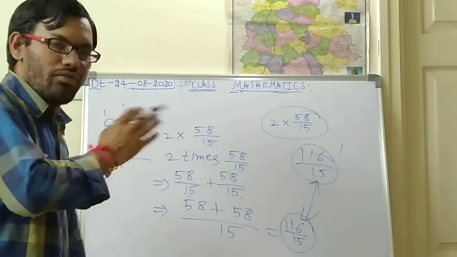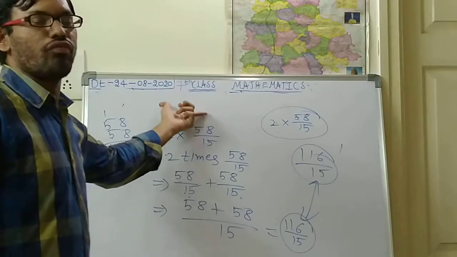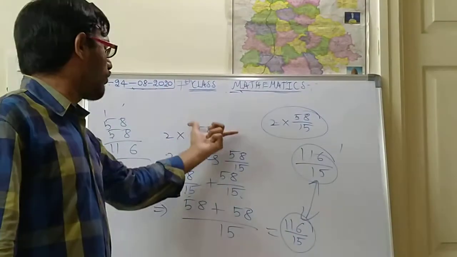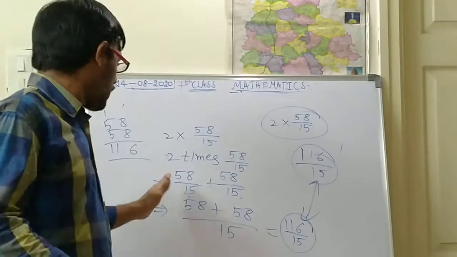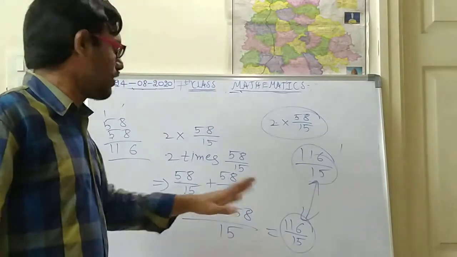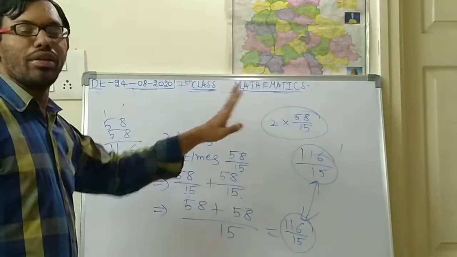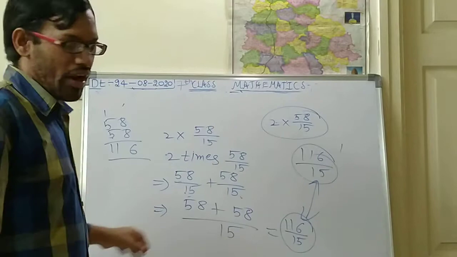If not, once again I will explain. 5 into 3 means 5 times 3. Same like 2 into 58 by 15 means 2 times 58 by 15 only. You should add like this, as many times as required. So this is about the multiplication of fractions, multiplication of any fractions.